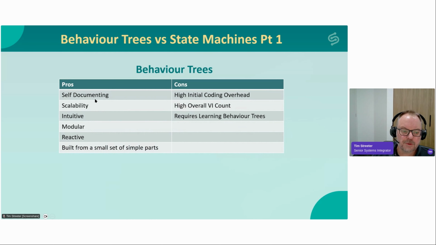Behavior trees are self-documenting, like I pointed out before. They scale. You can build up modules on top of modules on top of modules to scale out how your code does and insert additional code, especially if you've created your branches in a nice intuitive way, and then the whole thing becomes intuitive.